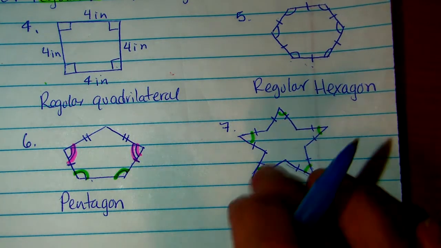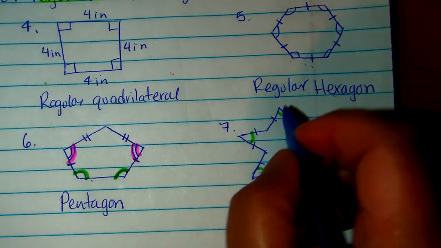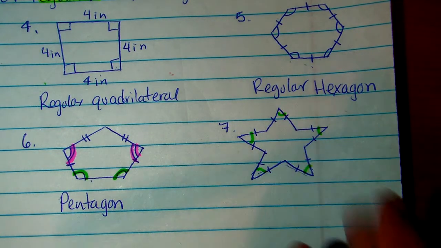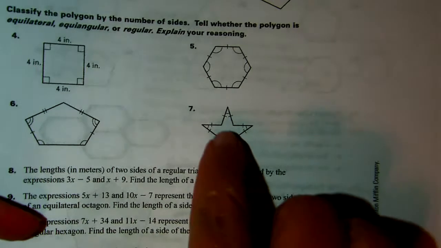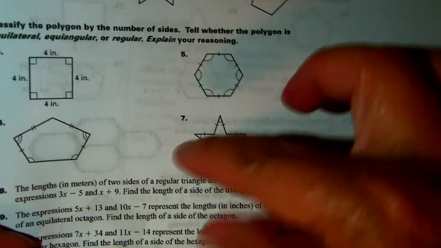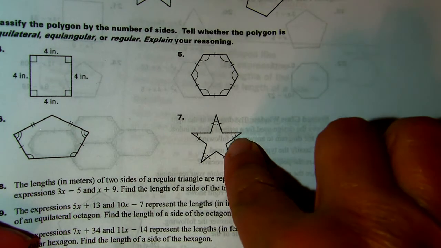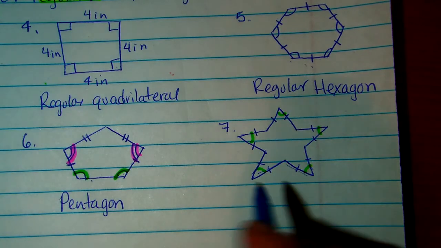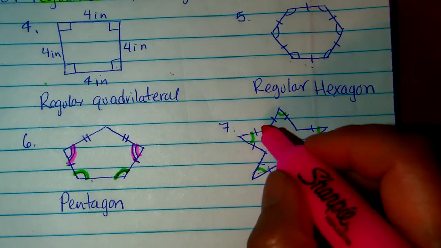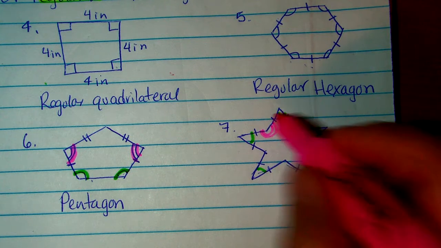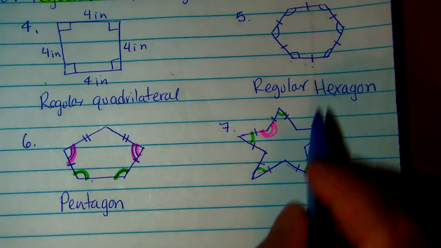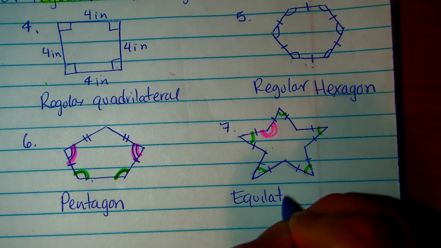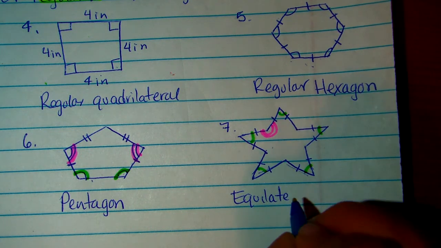Are all the angles inside the same? No, because they're only giving us these. When you analyze the angles, they have to be the angles on the inside. Now, in this picture, they only gave us the angles of the corners of the star. But they're not giving us this angle, okay? We also have those angles in there. So this one is only equilateral because only the sides measure the same.